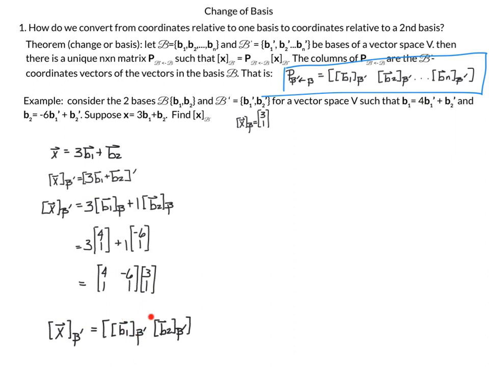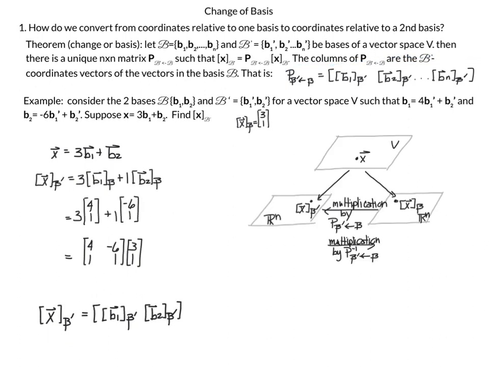So that's our first column. And our second column will be the second vector from B written in terms of our B prime basis, and that would be our negative 6, 1. So this is our second column. So that's where this formula for the matrix comes in, how it corresponds.